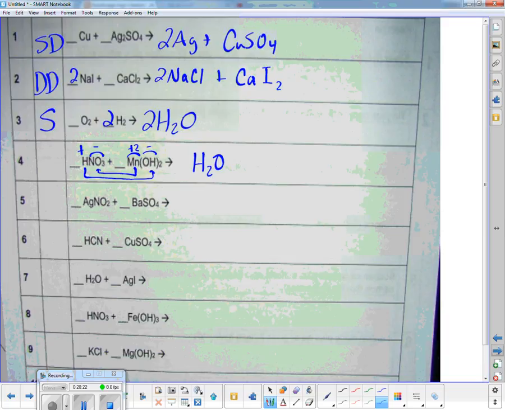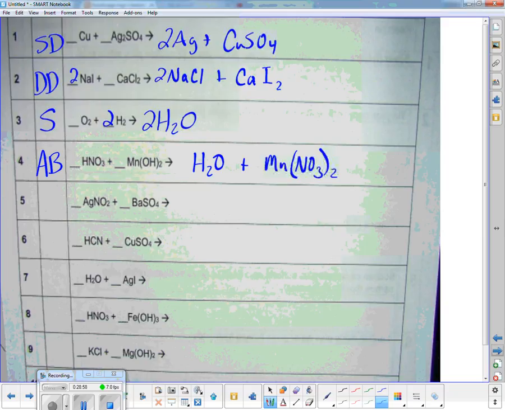H and OH always make water, and whenever I split water up, I split it up, HOH. Okay? And manganese is going to go with nitrate. Manganese is a +2, nitrate is a -1, so I'm going to need 2 nitrates to balance it out. Then I can go back and erase all my fun stuff. Okay, what type of reaction? Acid base, because I made water. It was a double displacement, but I made water.